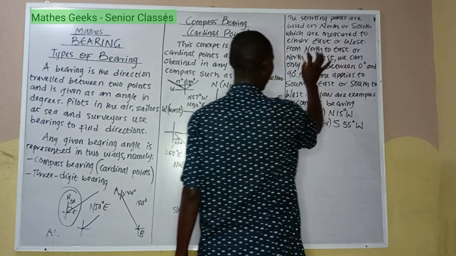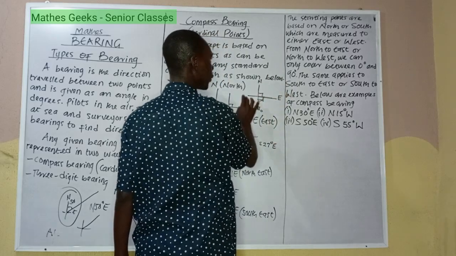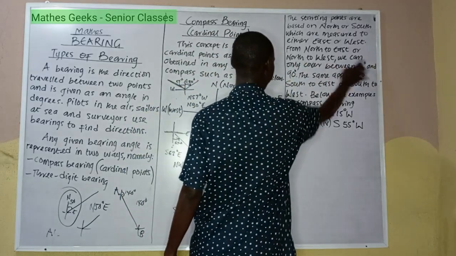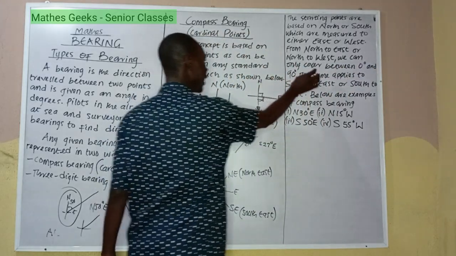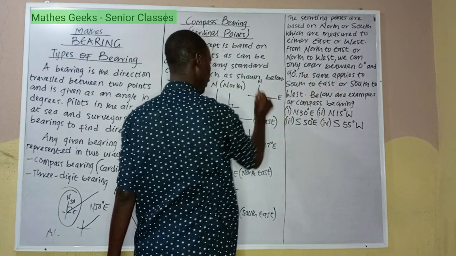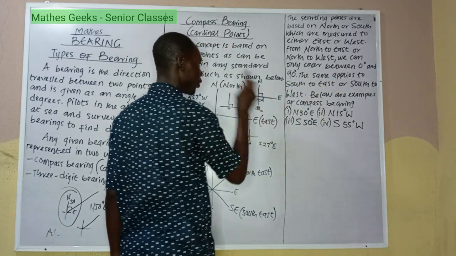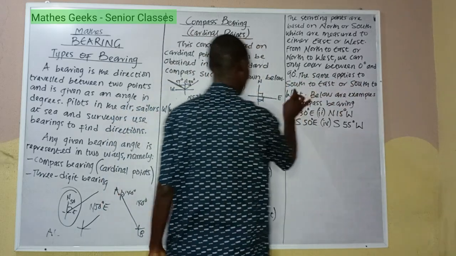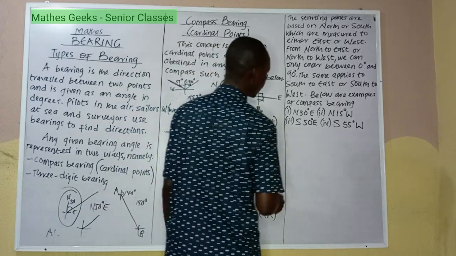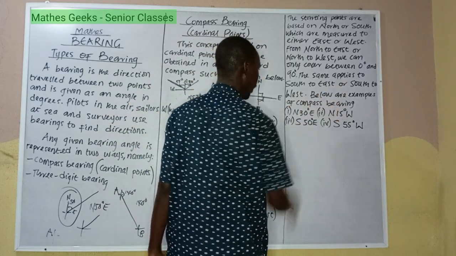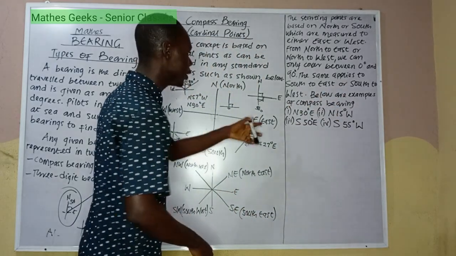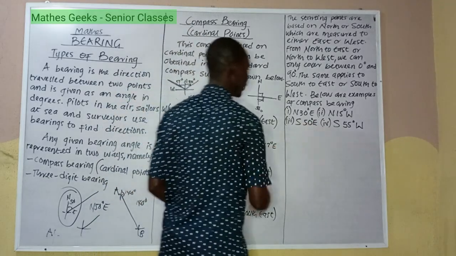So from north to east, or north to west, we can only cover between 0 degrees and 90 degrees. The same applies to south to east. So if you're going from south to east, it's also 90 degrees, or south to west is also 90 degrees. So below are examples of compass bearing. So let's represent this compass bearing diagrammatically.